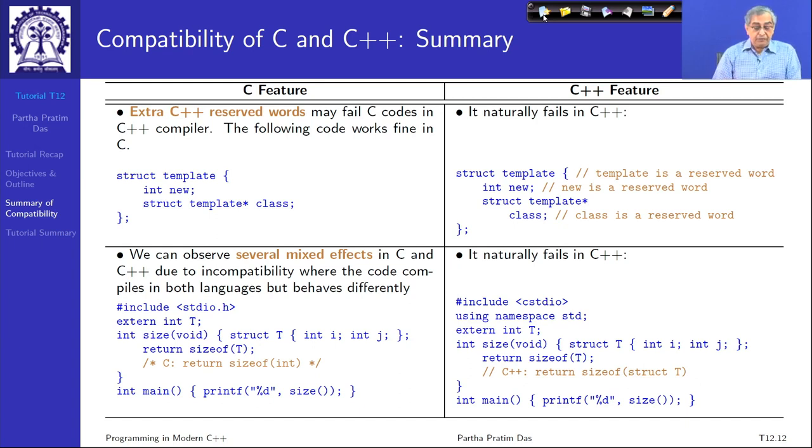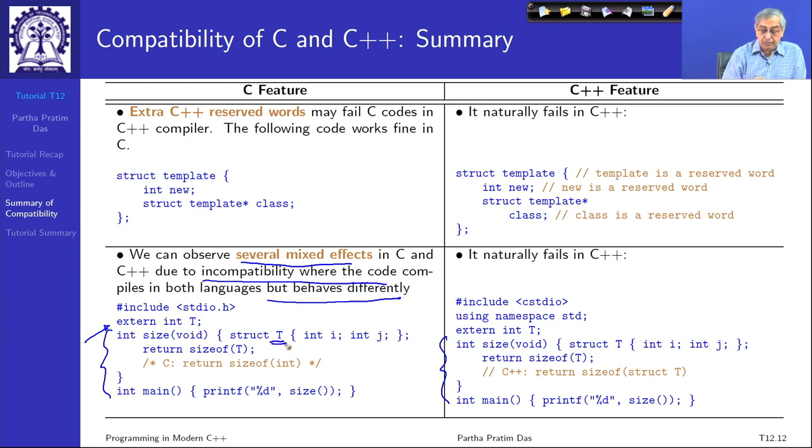And we can observe several mixed effects in C and C++ due to incompatibility of the code. So, this code compiles in both these languages. This is the code that we have given here, extern int t. Now, here if we look at it in C, what it is saying is int t. So, t is basically a variable of type int.